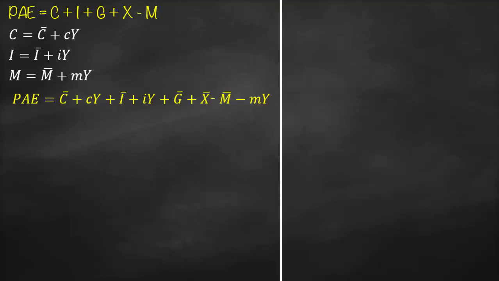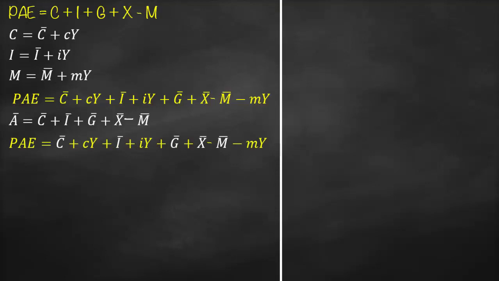We would like to get all the bars, or the autonomous items, together, and we will call it autonomous expenditure. So A bar is equal to C bar plus I bar plus G bar plus X bar minus M bar. Therefore, what's left? What's left is cY, iY minus mY. Therefore, we can rewrite our planned aggregate expenditure as autonomous expenditure plus little cY plus little iY minus mY.